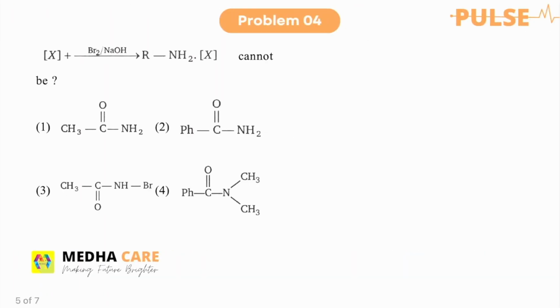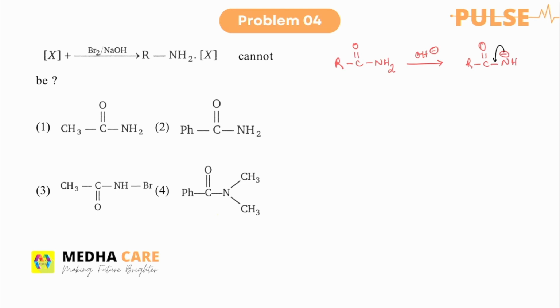Next, see problem number 4. To understand this problem, you have to know the mechanism of Hofmann-bromamide degradation reaction. So let me explain that one very quickly. So if you have amide, that amide first reacts with base, we are writing the mechanism of Hofmann-bromamide degradation. So here we will get NH negative. So here one hydrogen from the nitrogen atom will be removed.